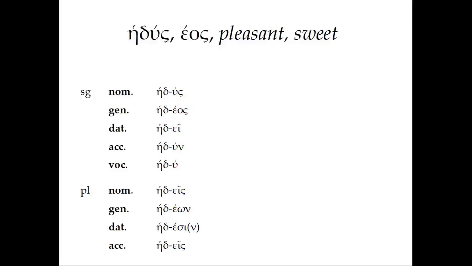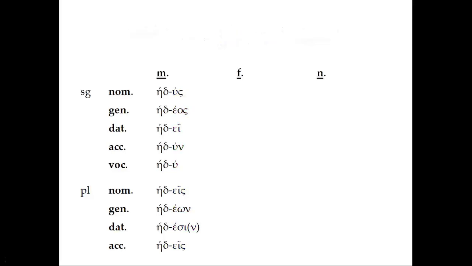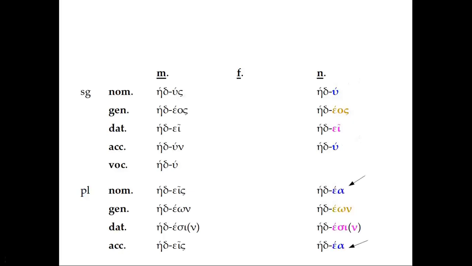Now, these, of course, are just the masculine endings. We're going to take a look at the feminine and neuter as well. Starting with the neuter, we see that the genitive and dative, as usual, are just the same as in the masculine. For the nominative and accusative singular, we're going to see heidu for both, because of course neuter nouns and adjectives are always the same in the nominative and accusative, I'm sorry. And we're going to see heidea in the plural nominative and accusative.